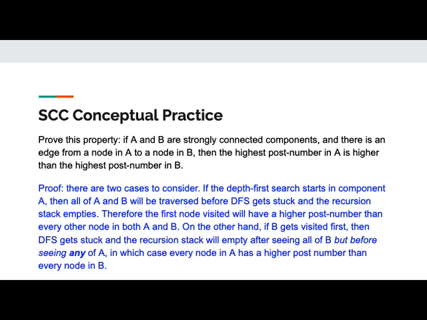Whenever you add a vertex on the stack, the time you add that vertex on the stack is the pre-number. And if you pop it off the stack, it means that you don't have to visit it again. And that's when you assign the post number.